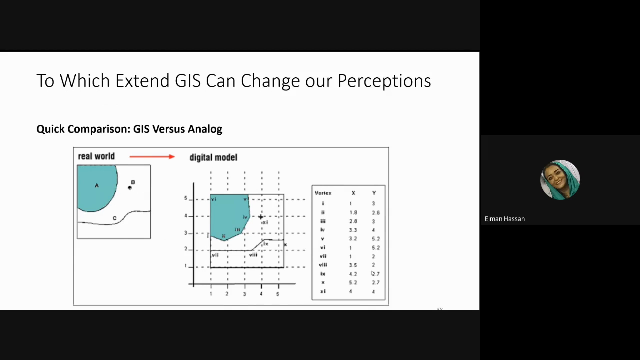So to answer the questions, we will go through quick comparisons. I will compare GIS, the digital, and the analogs quickly. As you see here, in the real world we are drawing a map, and in the digital we have numbers and pixels, so we can compare numbers and get a quick answer or a specific answer.